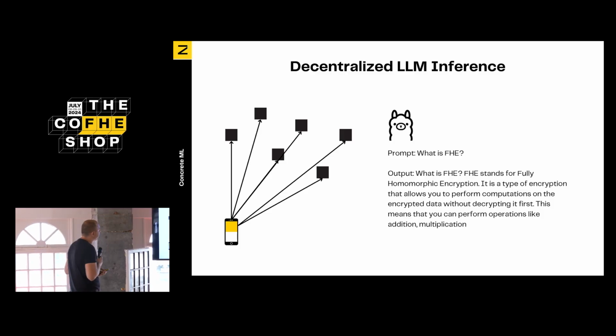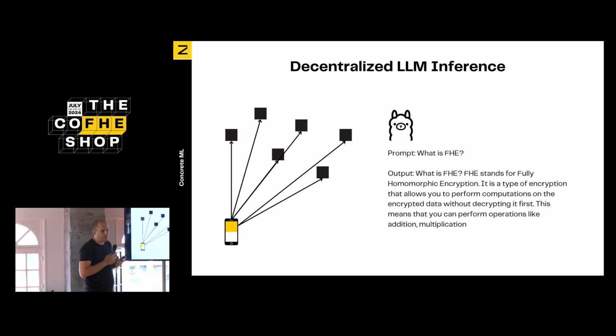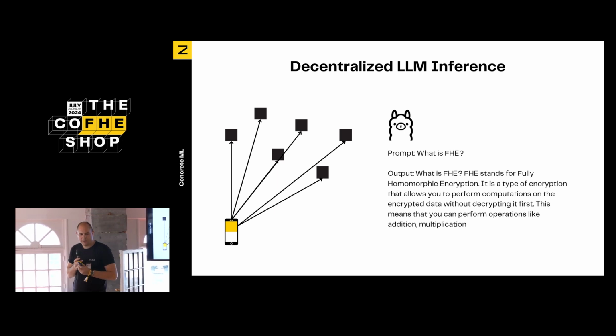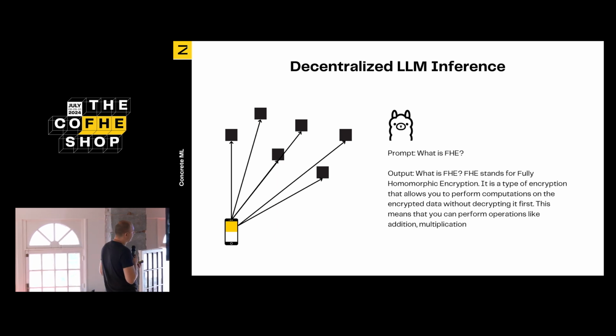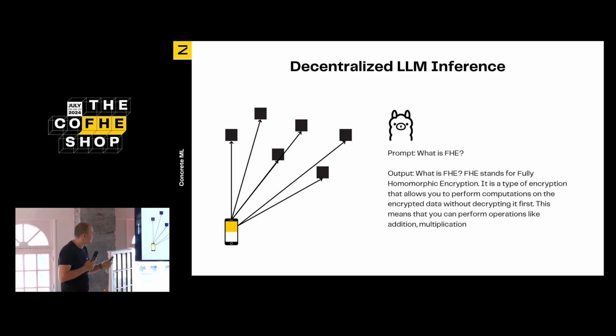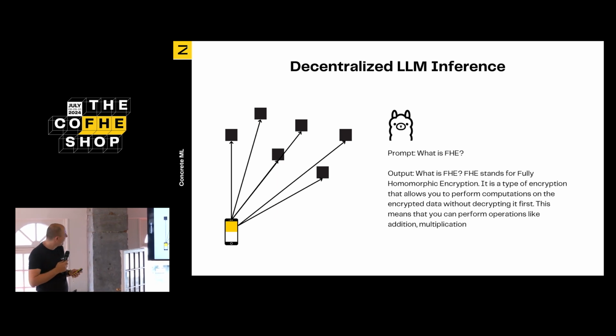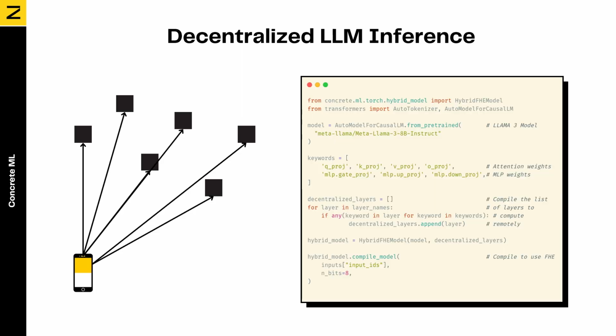So here's the result with Llama. Just some output from Llama with the model that we compiled. Just asking it what is FHE. We get a pretty decent result. We clipped it because in reality it's really long. Very thorough explication here.